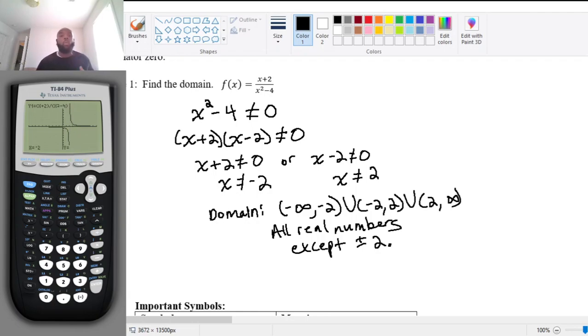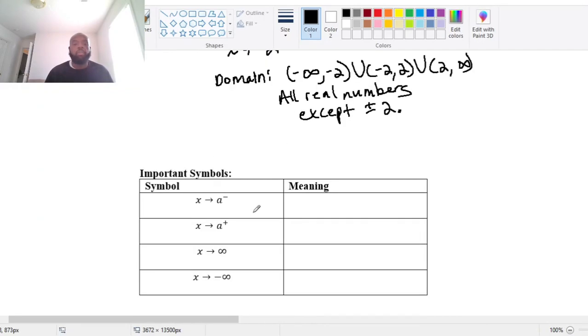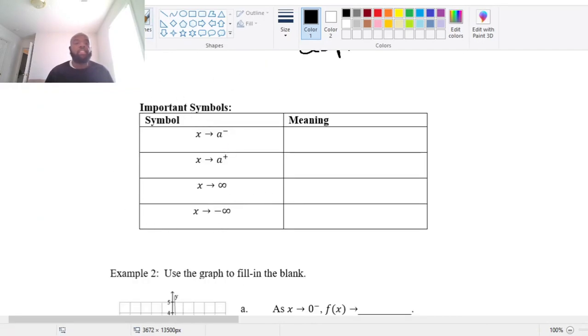Before we talk about what exactly happens and how we determine whether it's going to be a hole or a line that our graph approaches, what we're going to do is talk about some important symbols that we're going to use throughout this section. We've already seen some of these symbols.